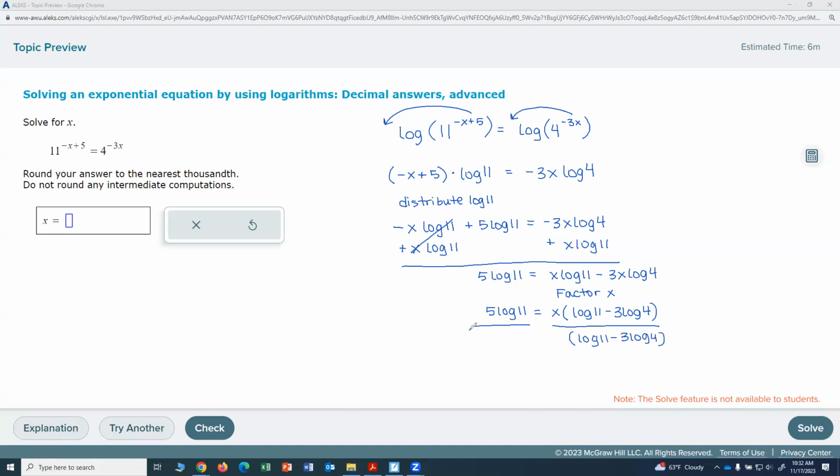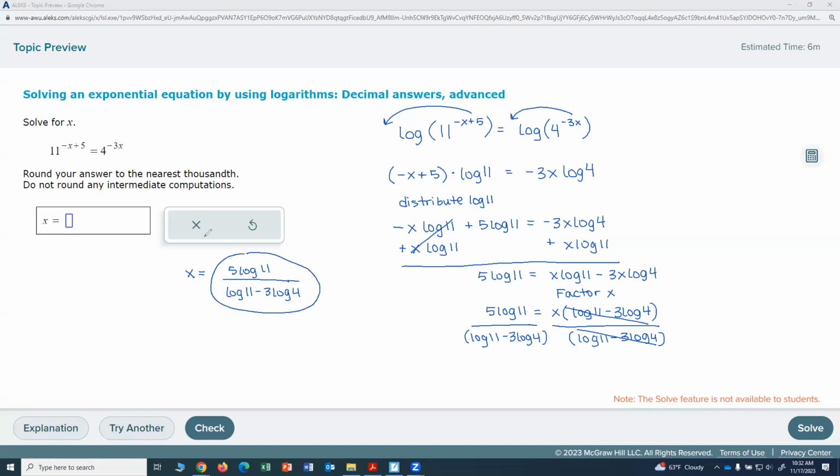And on the left side, I do the same thing. Divide by log 11 minus 3 log of 4. And over here on the right-hand side, those expressions cancel and I'm just left with the x. And so my answer would be x equals 5 log 11 divided by log 11 minus 3 log 4. So that's what I want to put in my calculator.